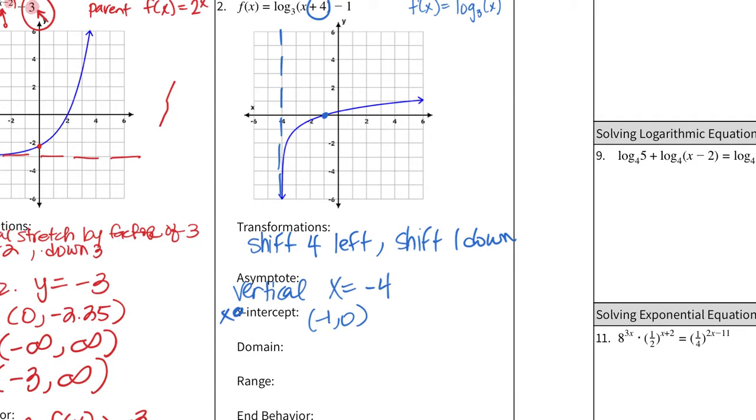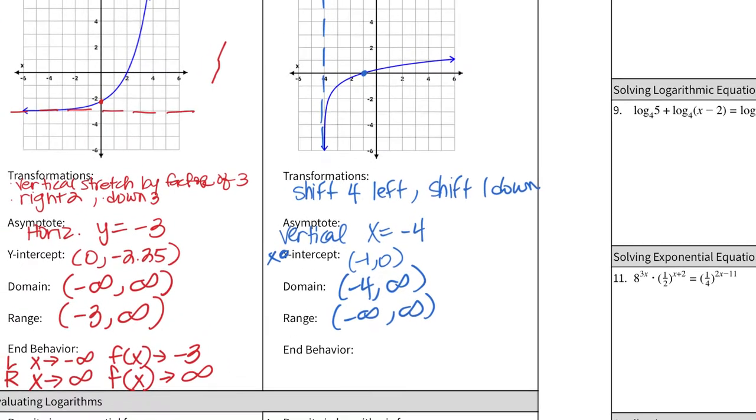Okay, domain. So this time, on the right side, it is going to keep going forever, but on the left side, it never crosses this dotted line. So it starts right here at the negative 4 and keeps going until infinity. Range is up and down. It points down, and this is going to keep going up. So this time around, it is all real numbers, so negative infinity to positive infinity.